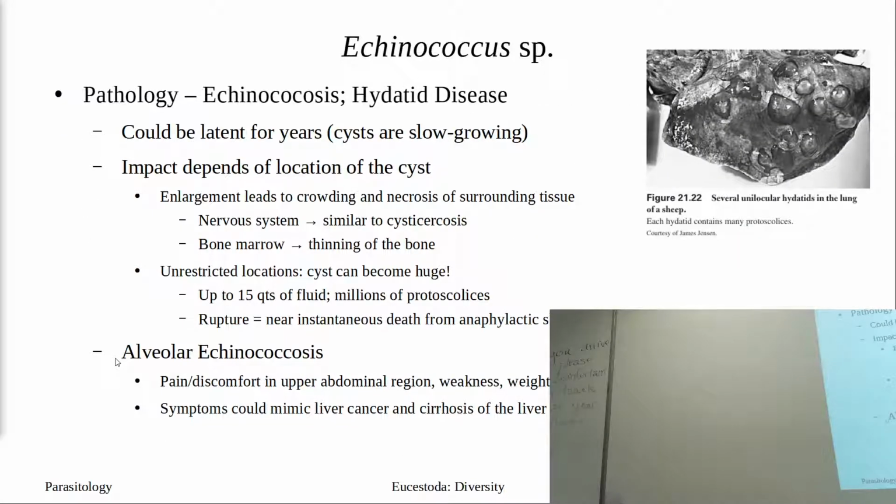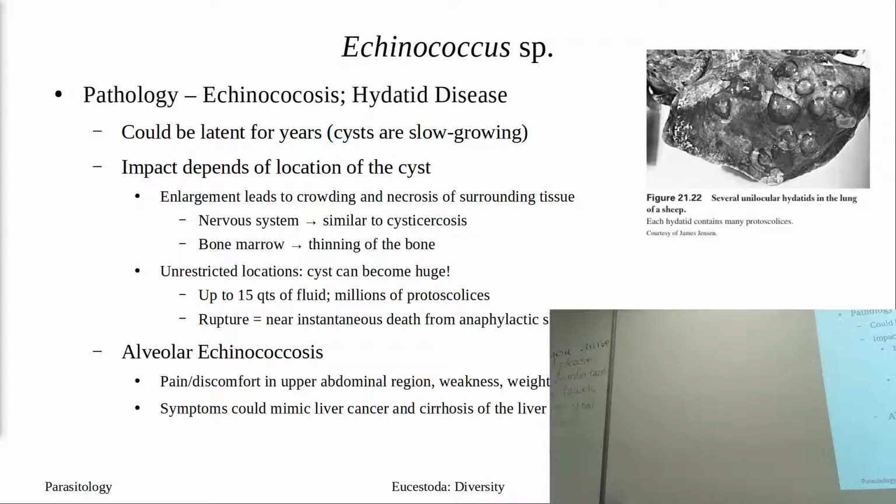All right, so humans can get infected. And if we get it, it's called echinococcosis or hydatid disease. Hopefully you recognize that hydatid disease is named because it is caused by the cysts themselves. Now, the infection itself can be latent for years. And what does that mean? It means it doesn't show any outward pathology. We don't notice it. It's hidden for years, and then all of a sudden it starts manifesting the pathological effects. Now, the overall effects depend on the location of those cysts.